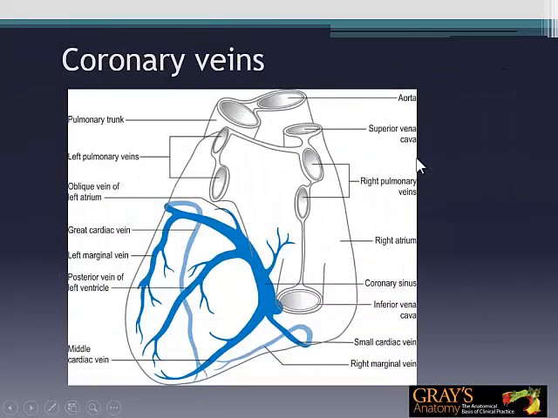So again, looking at the coronary veins, I always draw a blank because I can never remember my coronary venous anatomy, much to Taryn's disgust. Taryn's thinking, oh my God, what a loser. But anyway, seriously, it's quite difficult.